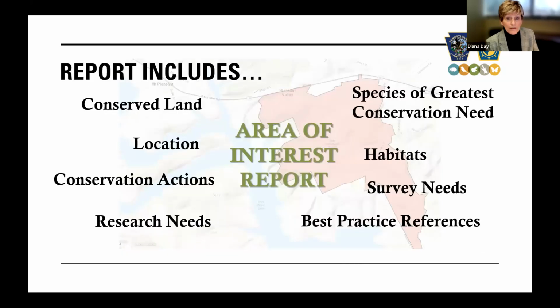So briefly, the report covers a lot of information. I'm going to touch a little on this in a bit, but essentially you can get information on conserved lands, where your area of interest is located, habitats, conservation actions, and survey and research needs. We even have links to best management practices, and of course, species of greatest conservation need.